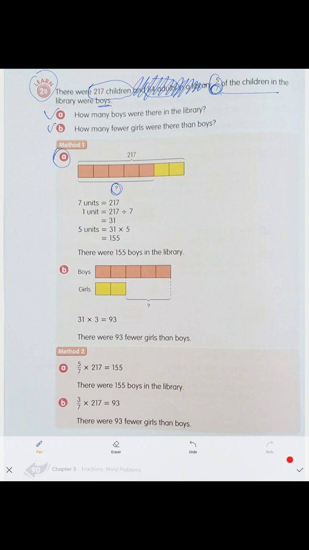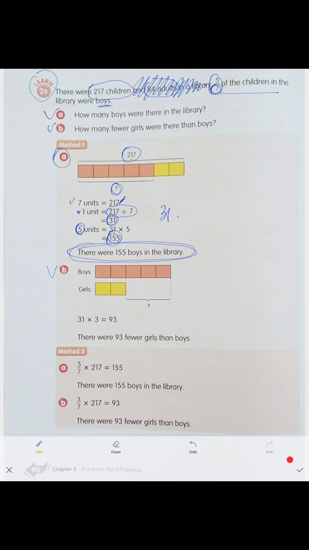We need to calculate. If 7 units were 217, we need to know 1 unit. We divide. This is our 1 unit: 31. How much was 5 units? 5 units, 155. And this is our answer as a sentence. There were 155 boys in the library. Okay, we got it. Now our next question.